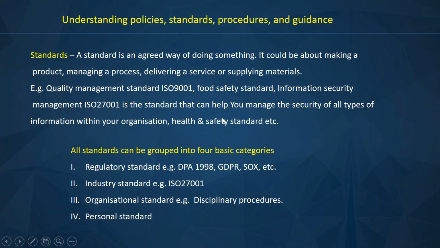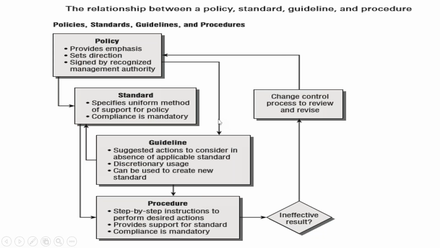So let's go on. Before I leave policy, standard, guideline, and procedure, this is the relationship between policy, standards, guidelines, and procedures. A policy provides emphasis, sets direction, and is signed by a recognized management authority. That is very, very key. Any policy has to be signed by the chief executive, or by a member of the board. The person that signs the policy has to be a C-level officer.